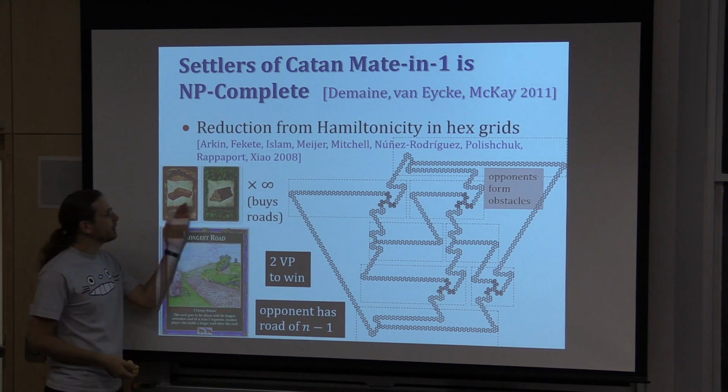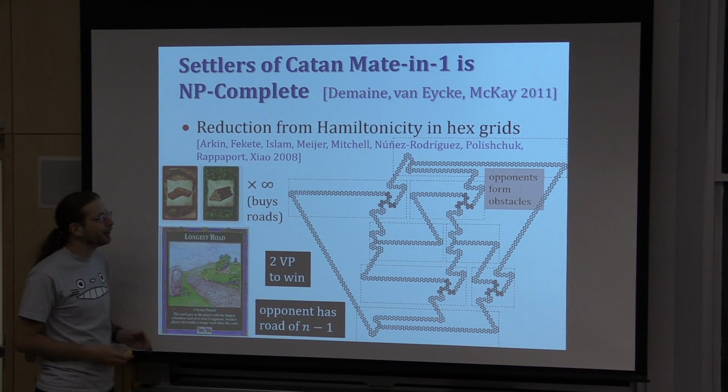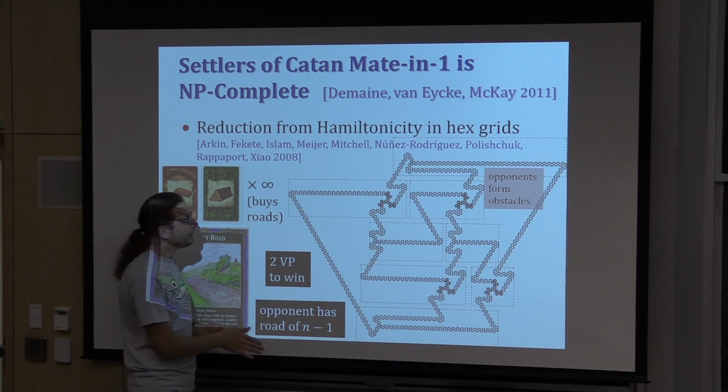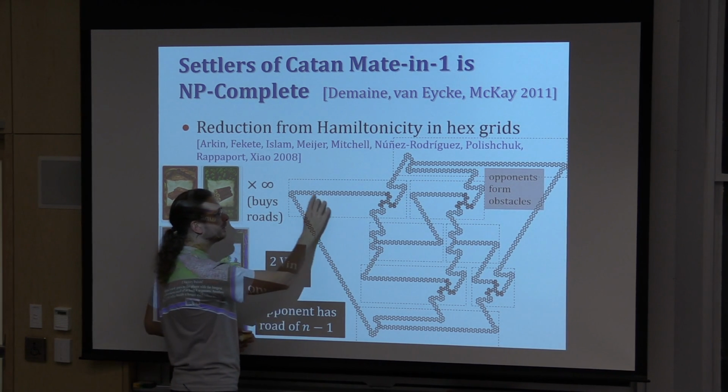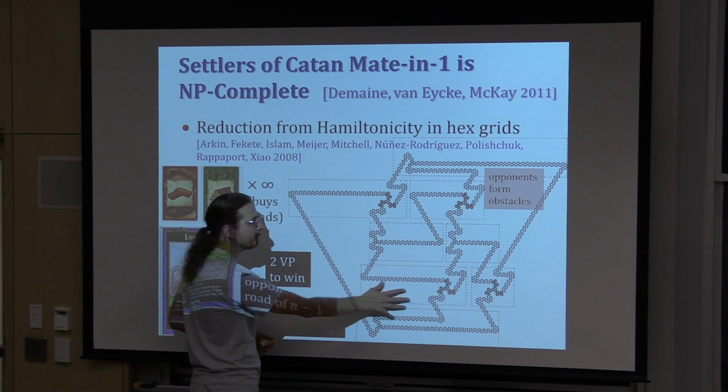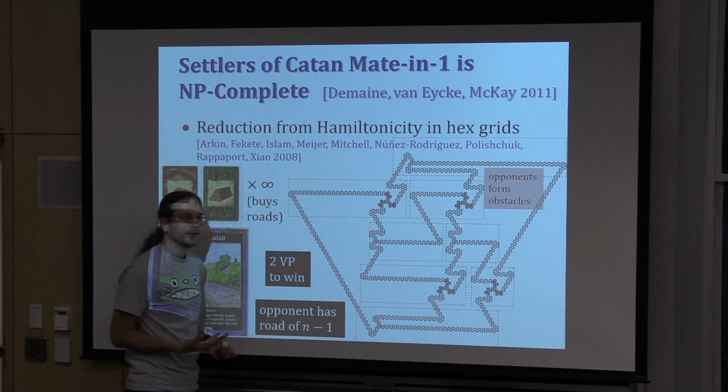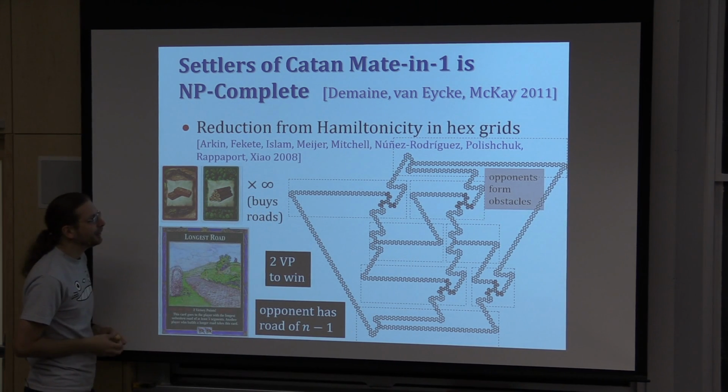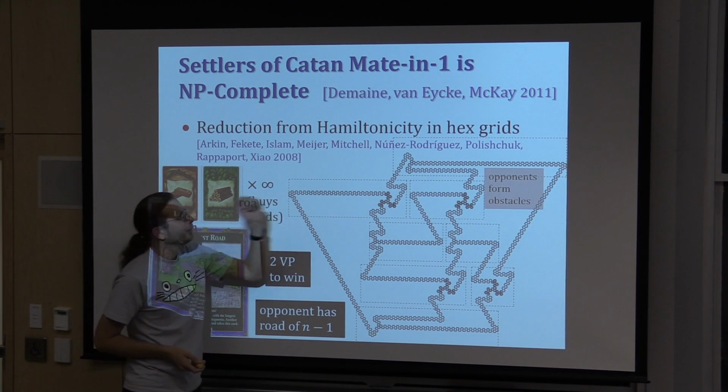Let's suppose you have tons of resources. This is what you need to build a road. And inconveniently, your opponents have built cities and things in all of these white spots. So you're not allowed to build roads there. That's just part of the rules. So that's the opponents forming obstacles.